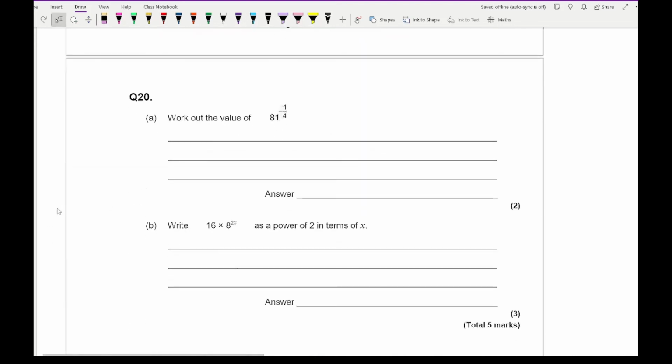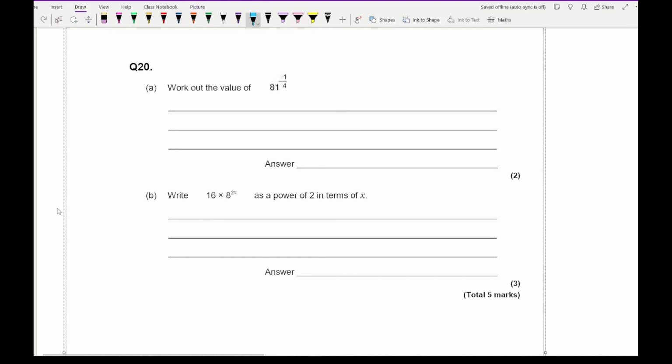Moving on to question 20, it says work out the value of 81 to the power of minus 1/4. So that's going to be 1 over the quart root of 81, which is 1 over 3.